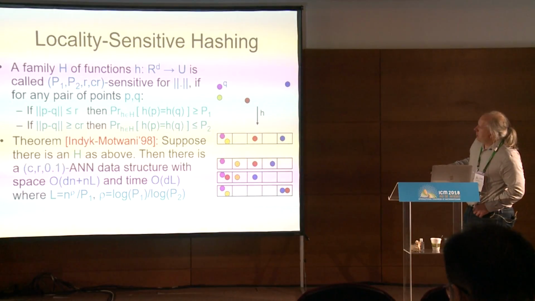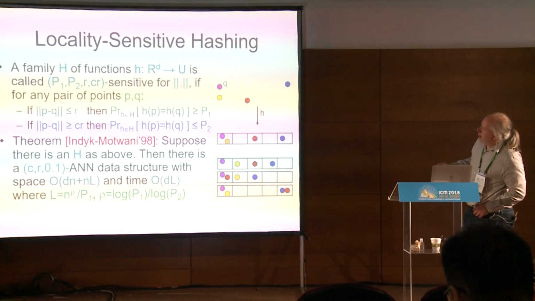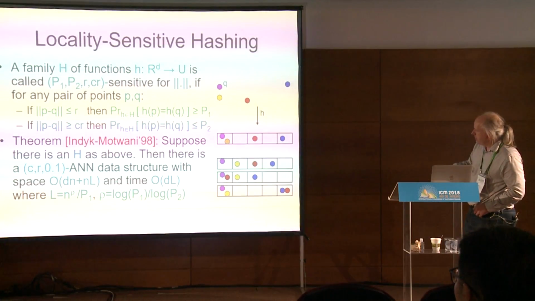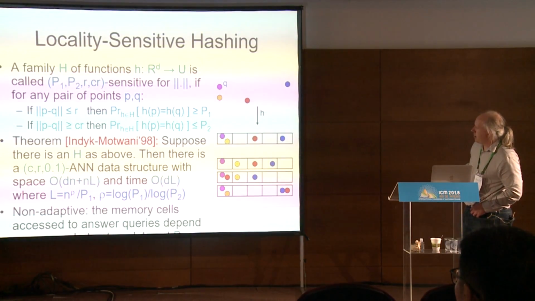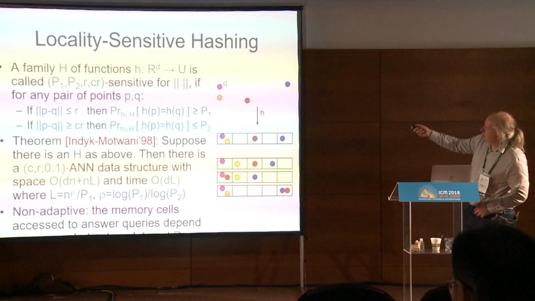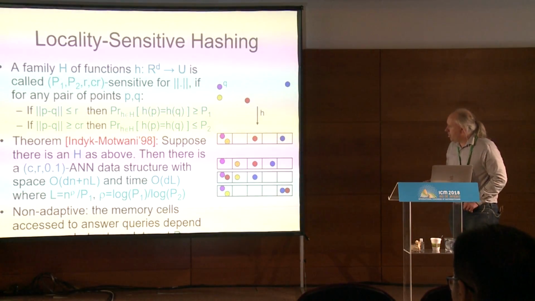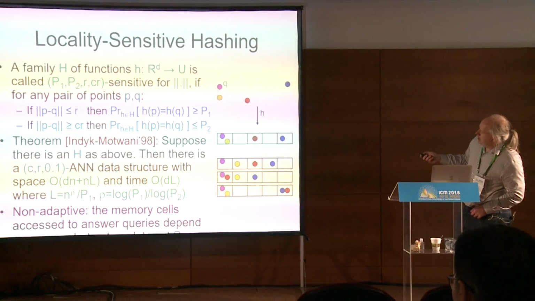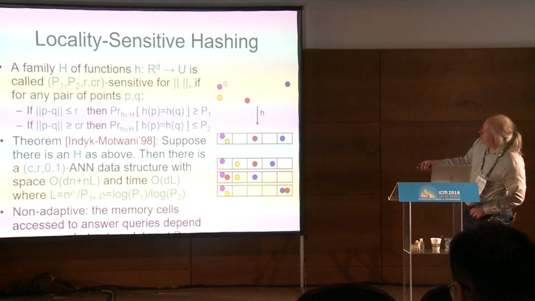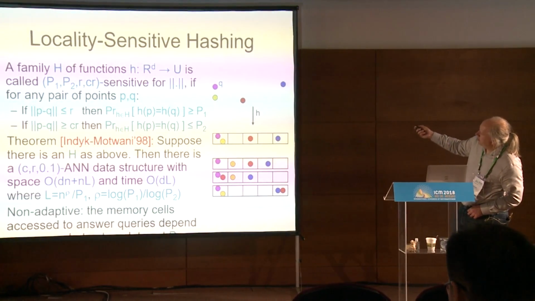All right, so basically this means that it suffices to come up with such families. So let's see some examples. Oh yes, and finally I can say what it means that a data structure is non-adaptive. Basically, non-adaptive means that the memory cells accessed to answer queries depend only on Q, not on the data set.